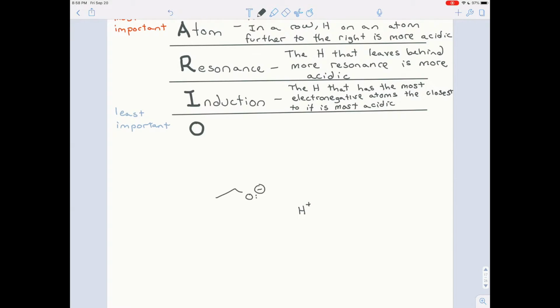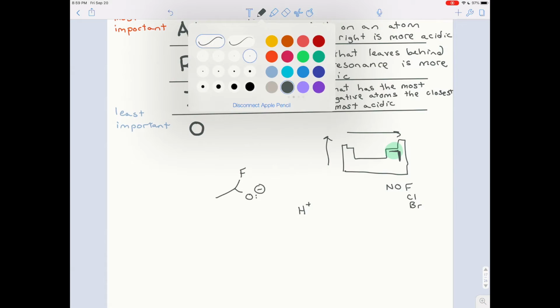But if you wanted to make it even more acidic without using resonance, what you can do is take really electronegative atoms. Remember that electronegativity increases as you go up and to the right on the periodic table, so the atoms in the top right are the most electronegative, and those are nitrogen, oxygen, fluorine, chlorine. Sometimes you'll see bromine. Those are the most electronegative elements on the periodic table. They're in that top right area. And what they do is they pull electrons toward themselves. So if you had a fluorine here, what that'll do is it'll tug.